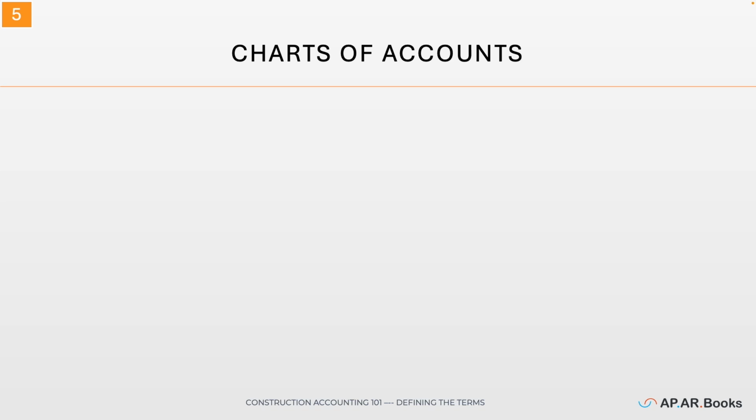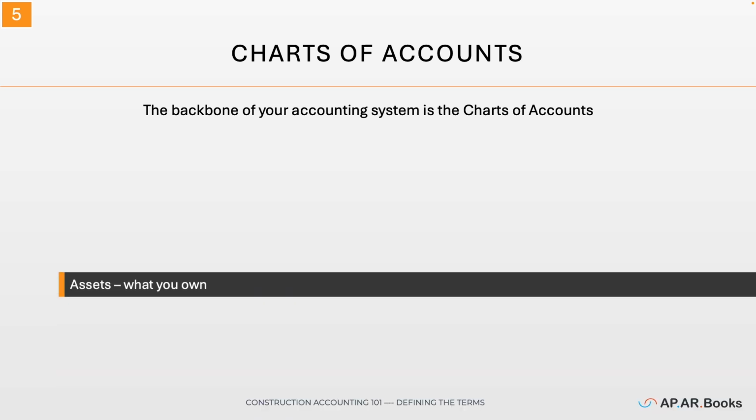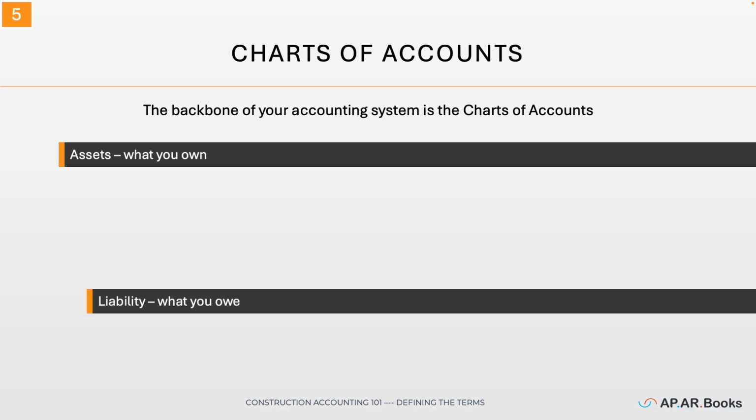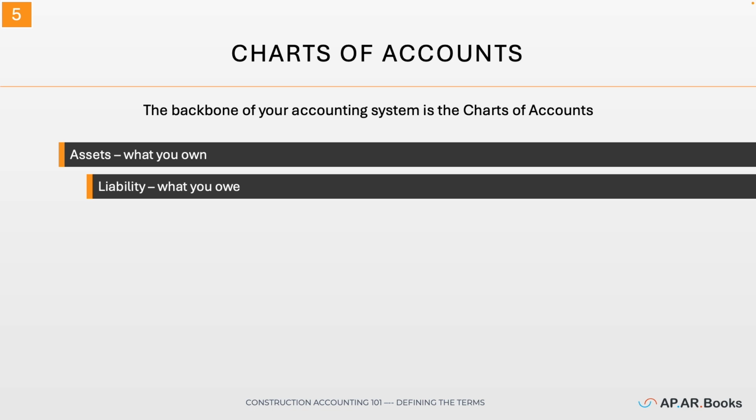One more important concept, the chart of accounts. This is the backbone of your accounting system. It organizes all your income, job costs, overhead, and other financial data so you can understand where your money is going and make smart decisions. Most construction businesses use similar categories. Let's break them down. Assets, what you own. This includes cash, tools, equipment, or anything with value. Liabilities, what you owe. Think loans, credit card balances, or unpaid bills.